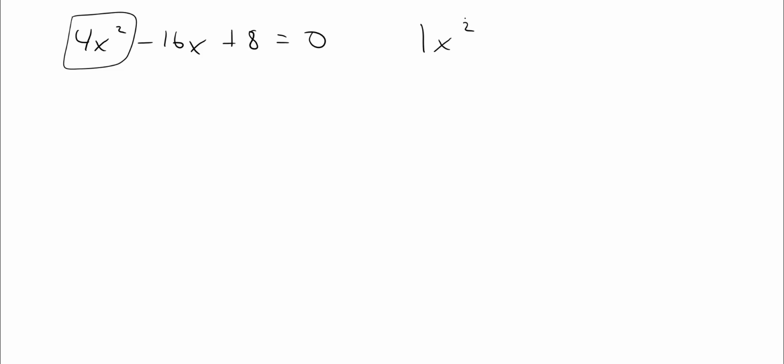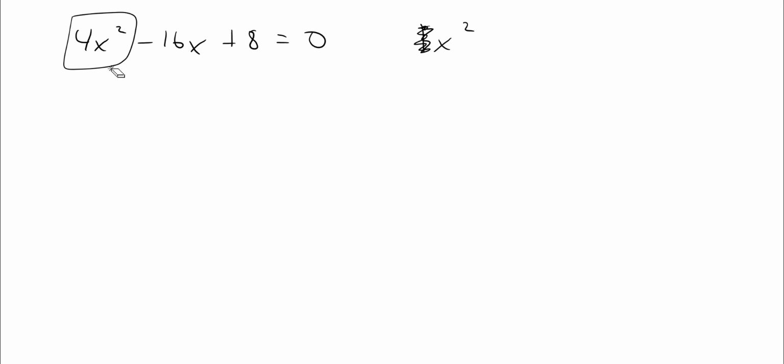So, it starts out with 4x squared minus 16x plus 8 equals 0. So here's the deal. Before you can start this problem out, this x squared needs to be a 1x squared. It can't have a number in front of it. Okay, whether it's 1 or nothing in front of it, it can't have a number in it. So the only way to get rid of that 4 is I divide everything by 4.